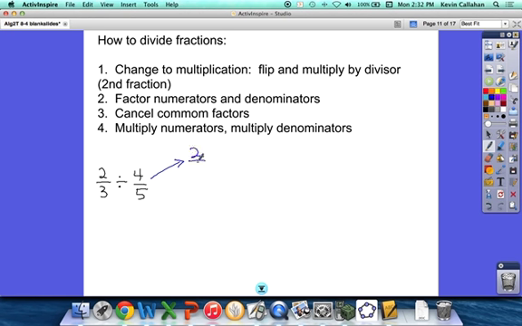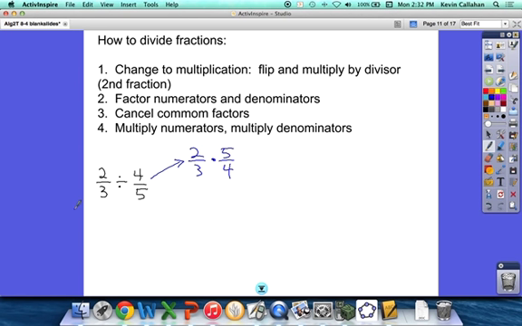2/3 times 5/4, right? And at that point, everything you're doing is just like the multiplication that we just did. So first step, turn it into a multiplication problem, and then follow the steps for multiplication with one caveat, which we'll look at when we get to the next slide. We'll see that difference.